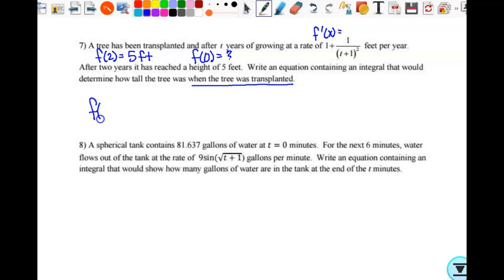So I want f of 0 equals, well, f of 2 I know, right? f of 2, so it's that 5 feet, and I'm going to have to subtract off however much it grew, right? I have to figure out how much it grew. So this goes from 0 to 2 of 1 plus 1 over (t plus 1) squared dt.